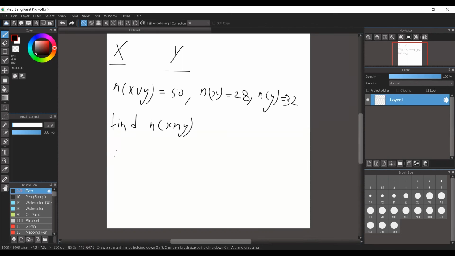As we took in the previous formula, n of X union Y equals n of X plus n of Y minus n of X intersection Y.